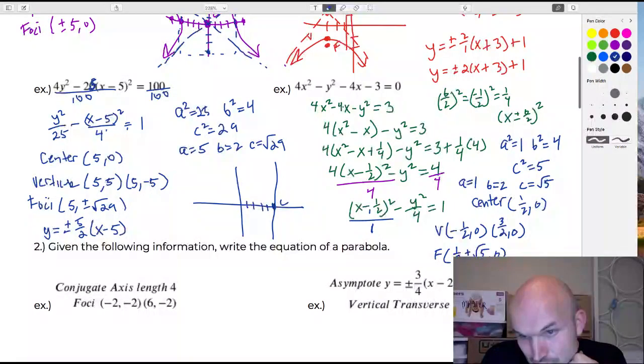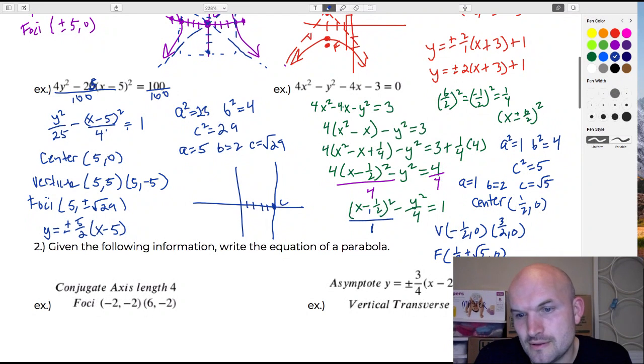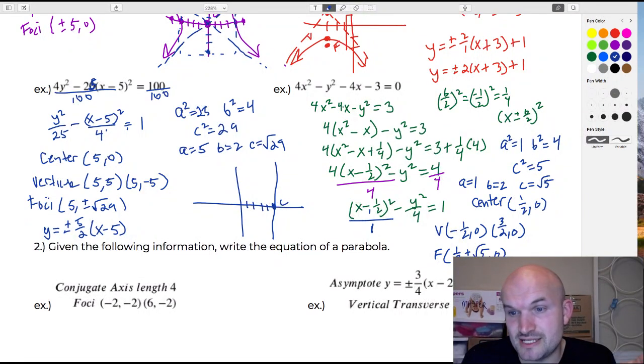And then my asymptotes, since it's a horizontal, that's going to be my b over my a. So that's going to be y equals, I'm sorry, what am I doing? That's plus or minus b over a, so that's 2 over 1, times x minus h, so that's going to be x minus 1/2, plus k, and k is 0 in this case. So therefore it's just going to be plus or minus 2 times x minus 1/2.